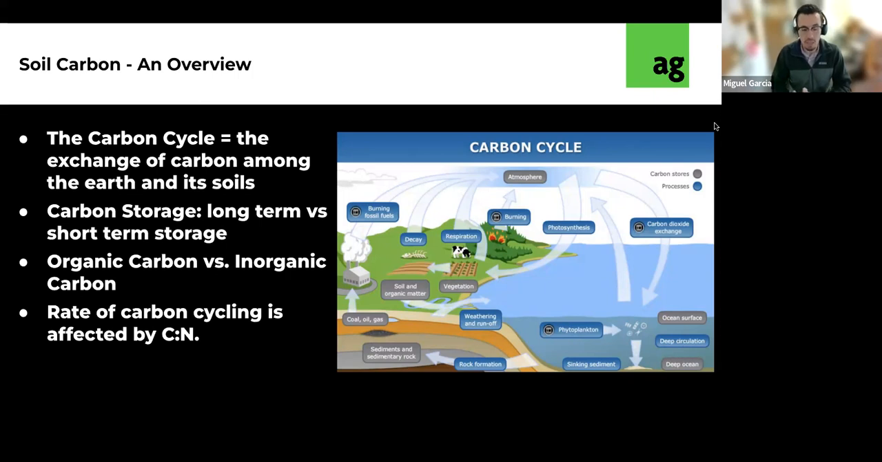Carbon dioxide can be dissolved in the oceans and either stay dissolved or be incorporated into coral in the form of calcium carbonate. So this is a form of inorganic carbon, compared to the organic carbon that we were talking about as part of organic matter. Calcium carbonate can also be found in soil. So we have forms of organic and inorganic carbon present in the soil.